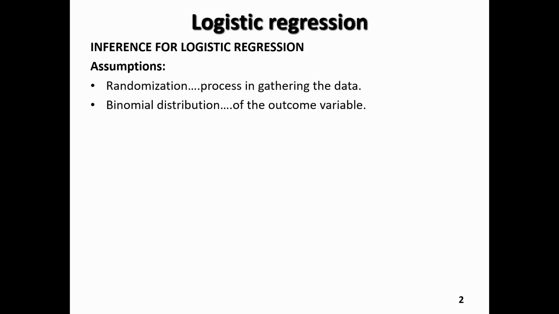The second assumption, when applying this specifically to logistic regression, is that the outcome variable models a binomial distribution. And once again, to review, the outcome variable is a dichotomous variable.